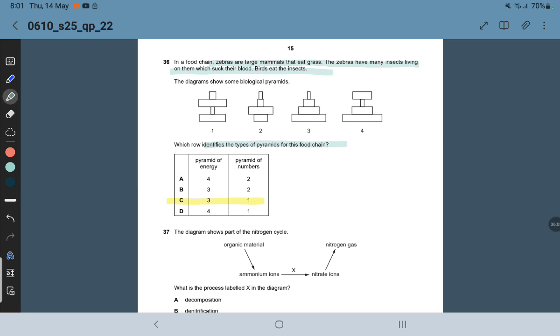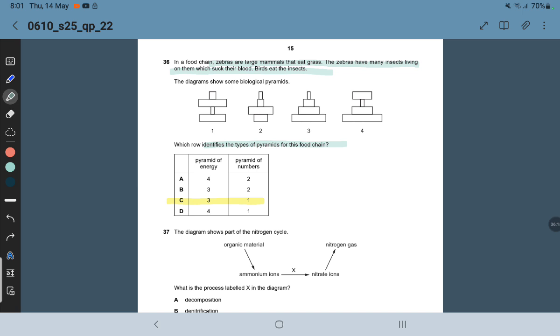Well, pyramid of energy is 3. You will tell me how. Basically, because I have bugs, or these insects, for example, they will get this position. They will get what? They will get the first position of the characteristics. Okay. And pyramid of numbers, it will be 1.